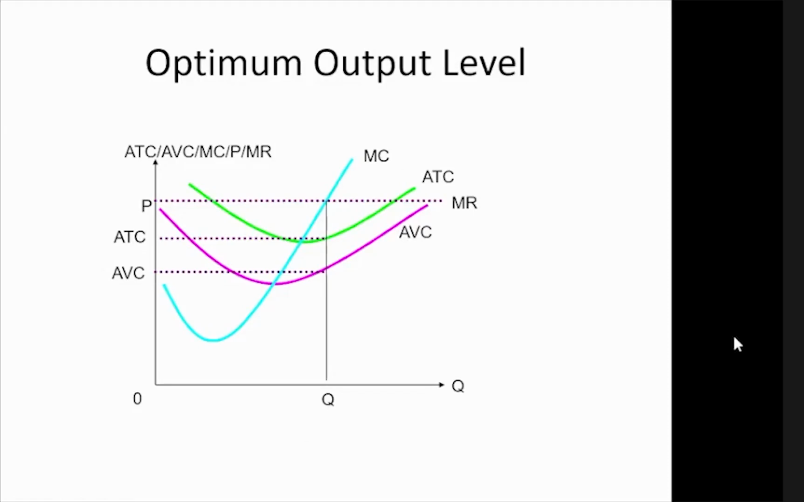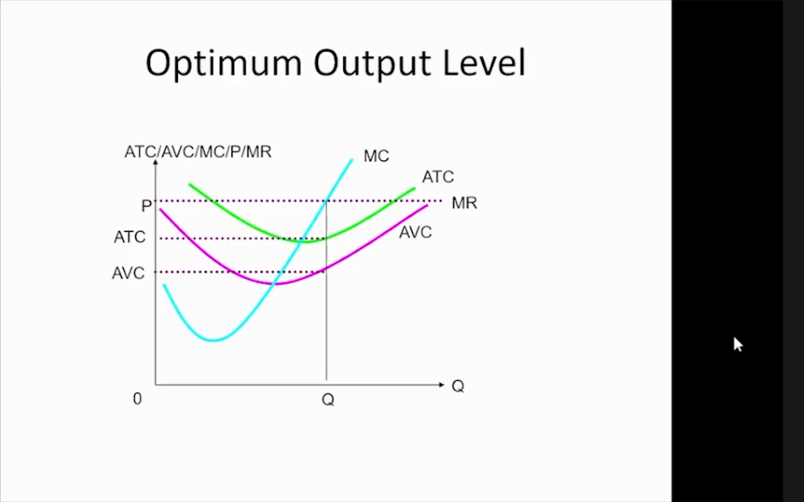This optimum output level comes into the picture when we discuss production functions. We agreed that production functions will not tell us the profit maximizing output level. Production functions will tell us the maximum output level with the given inputs. Right? We have different sets of inputs.